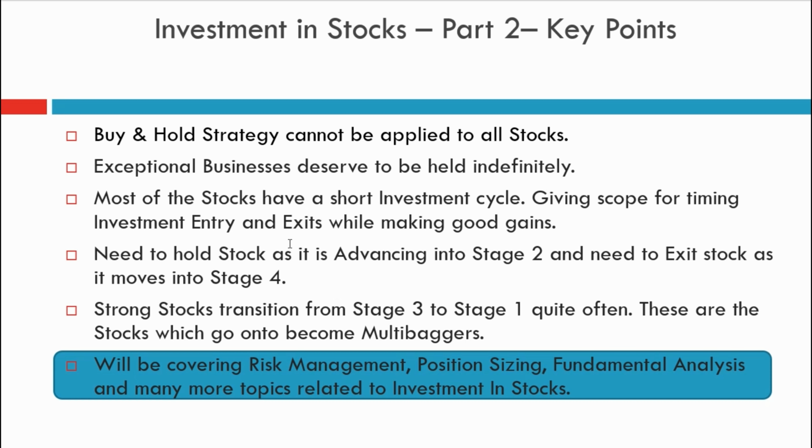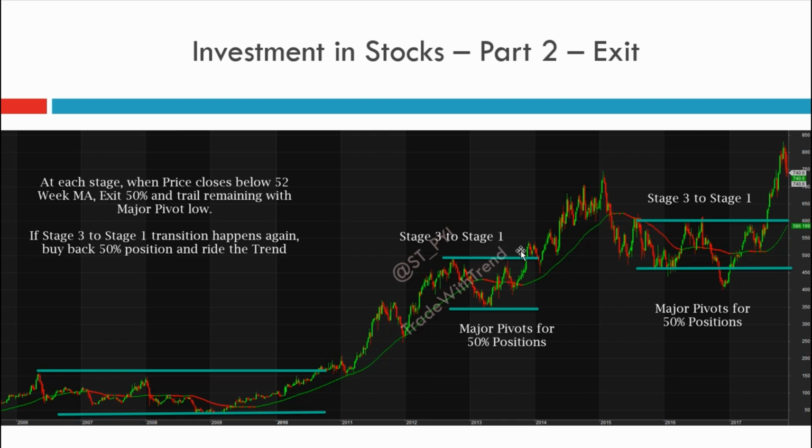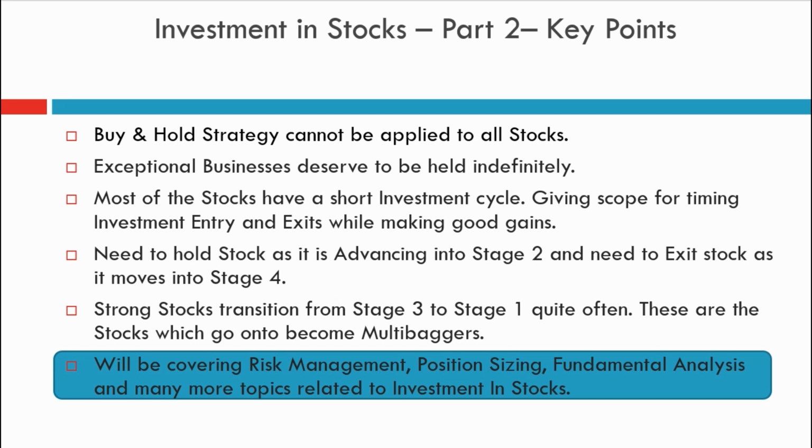So don't forget this point, that a strong stock will quite often transition from a stage 3 to a stage 1. That is from stage 3 to a stage 1 and then a markup phase. This is very common in exceptionally strong stocks, and these are the stocks which tend to become mega multi-baggers in years to come. So I just hope this method of entry and exit is clear to you.